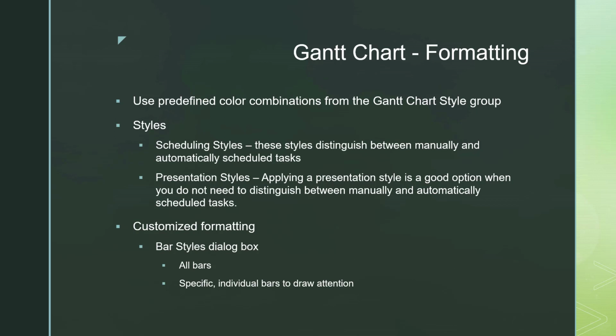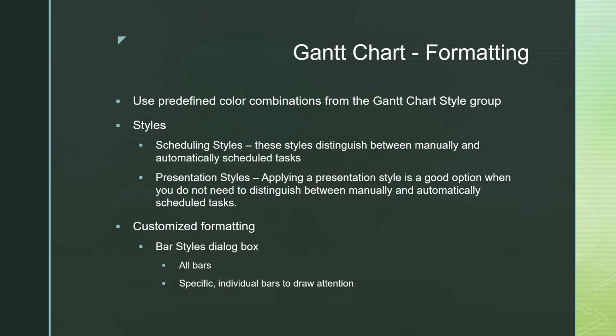And then presentation styles, which is the other category of styles, it's a good option when you don't need to distinguish between manually and automatic, right? That's not an important focus of what you want to represent. So you want to make sure you know scheduling styles and presentation styles. To customize the formatting, you use the bar styles dialog box. You can do all bars at once, or you can just select a specific individual bar to draw attention.